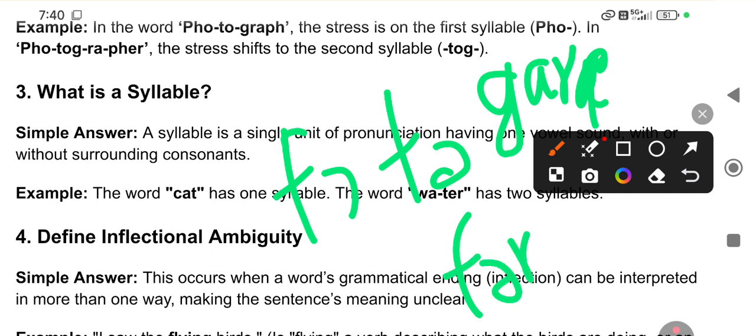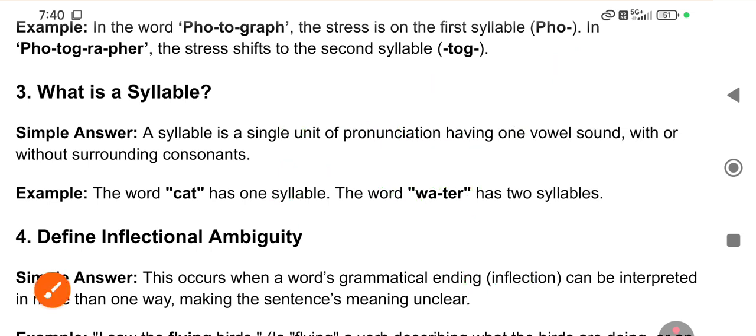Photographer. So stress shifts in the word photo. This is how you can explain word accent, right?